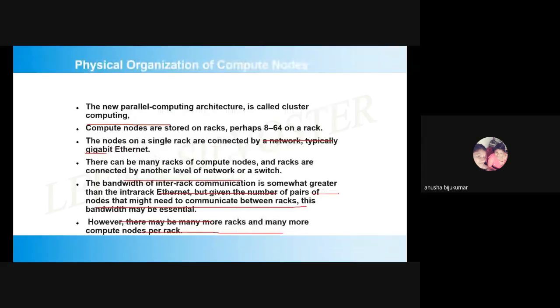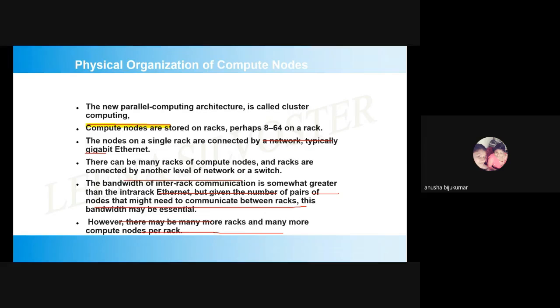Physical organization of computing nodes. So, the new parallel computing architecture is known as clustered computing. What is the advantage of this architecture? It uses the benefits of parallel computing and it avoids the reliability problems due to independent compute nodes. Okay, this gives rise to cluster computing.